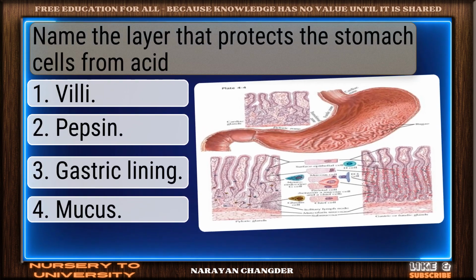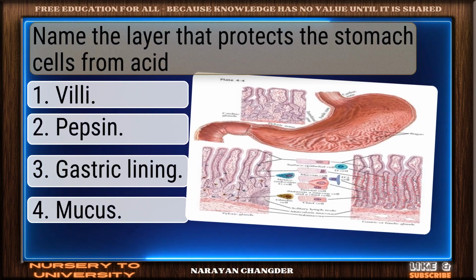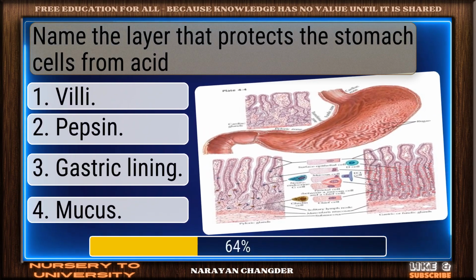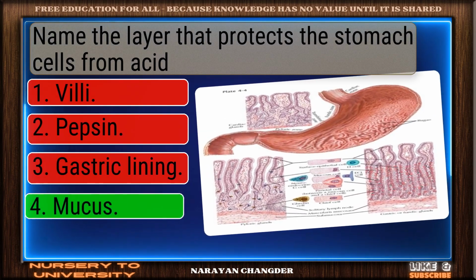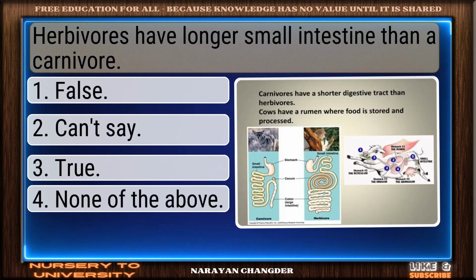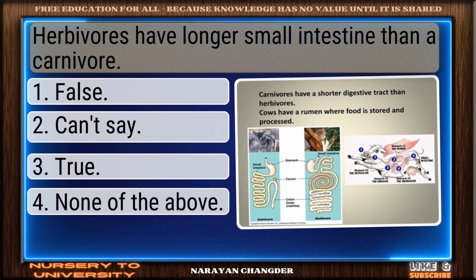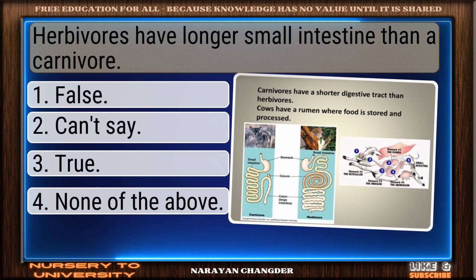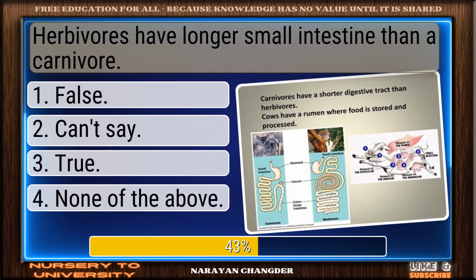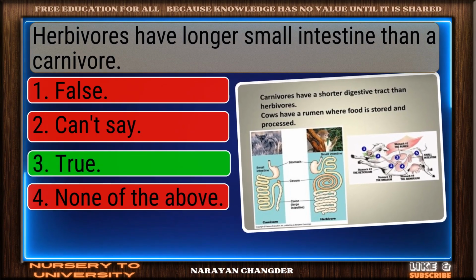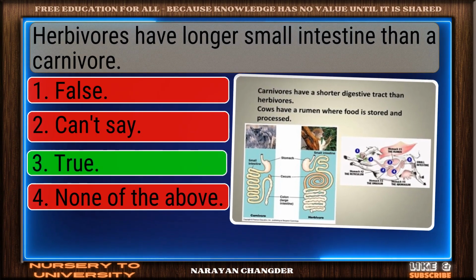Name the layer that protects the stomach cells from acid. Good thinking. Mucus is right. Herbivores have longer small intestine than a carnivore. On track. True is correct.